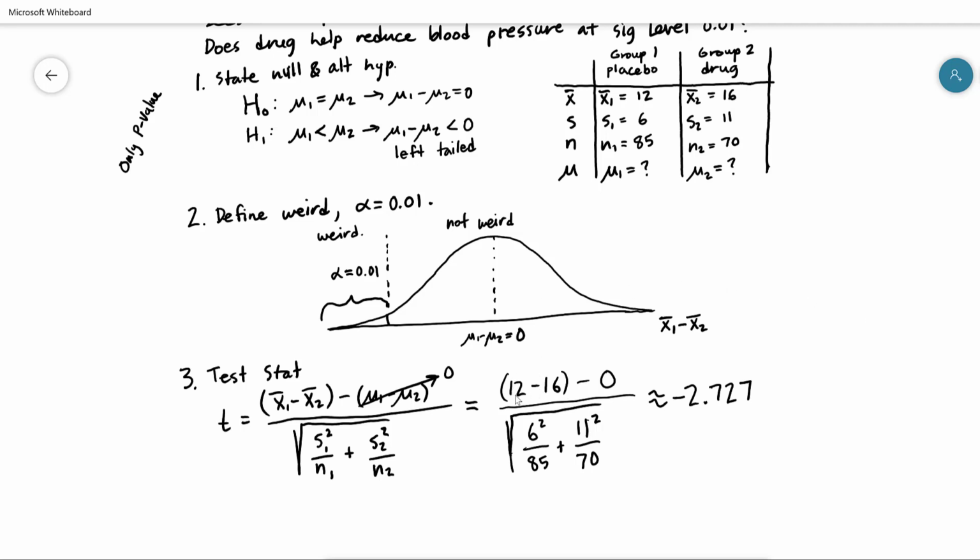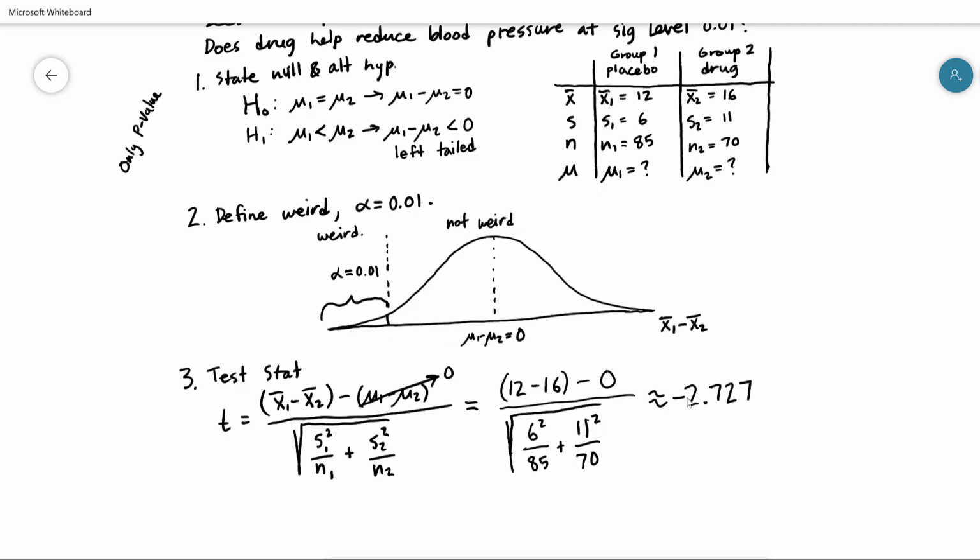It makes sense. This number we get up here should be negative. It's a smaller number minus a larger number. We get -4 on top. This number down here has to be positive. We're taking a square root of a bunch of squared numbers that are all positive. The overall result should be negative, which makes sense. If 0 is in the middle, the negative number should be over on the left.